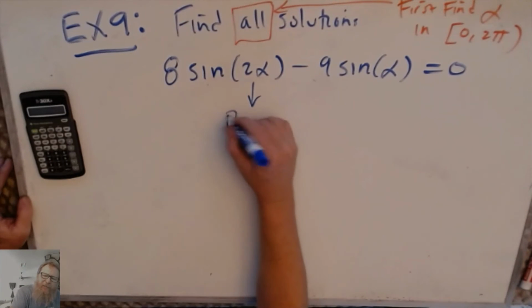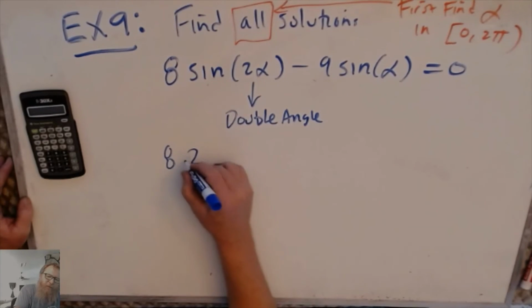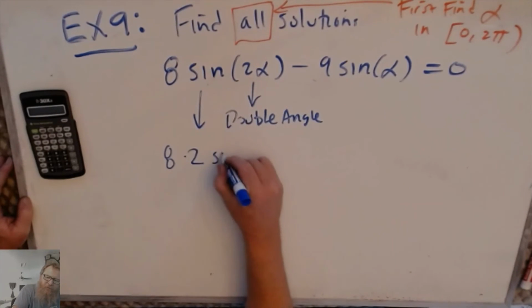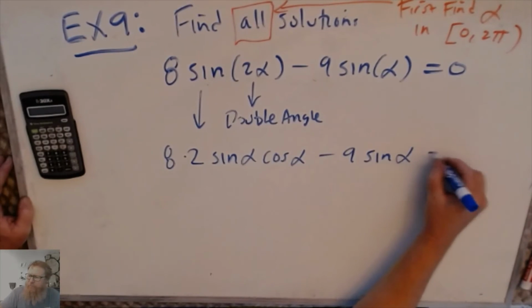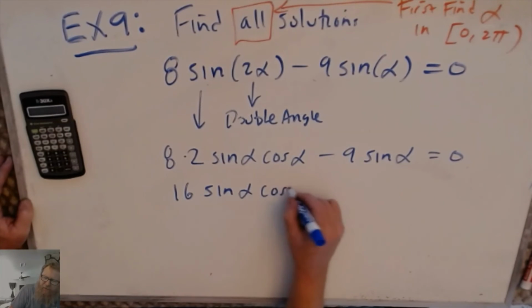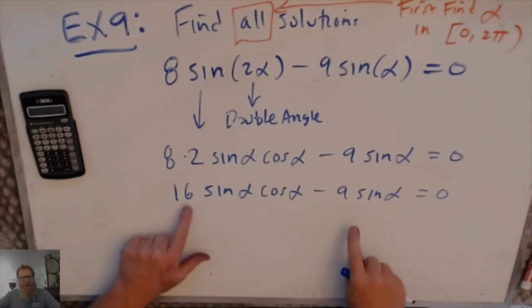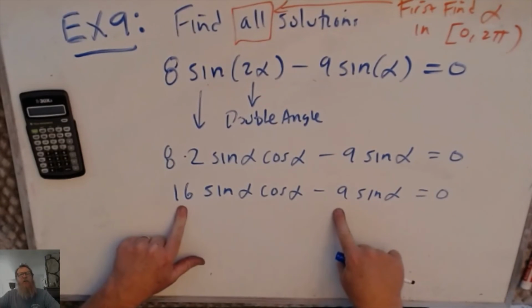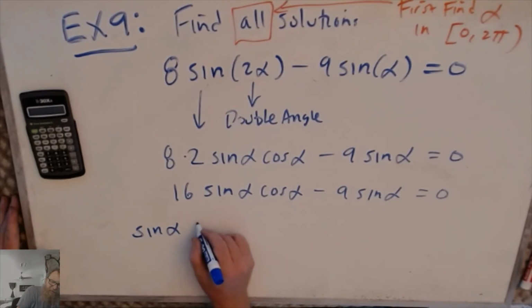This is clearly a double angle formula, which we just learned. So that'll be 2 sine alpha cosine alpha. So 16 sine alpha cosine alpha minus 9 sine alpha. Unfortunately, 16 and 9 have no common factors, so the only thing that I can do is remove a sine.